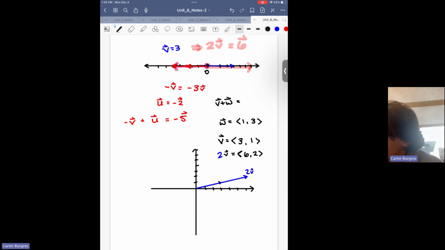If I first followed the instructions for v, then I'm going to be taken to this point here. If I then follow the instructions for w, which is going to look like this vector here. So first following v, then following w, we are going to end up at our final destination that we see here.